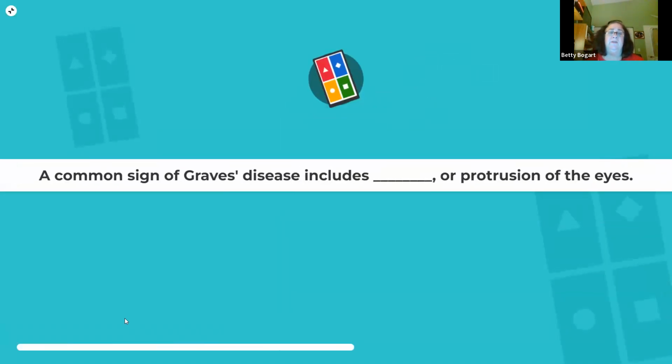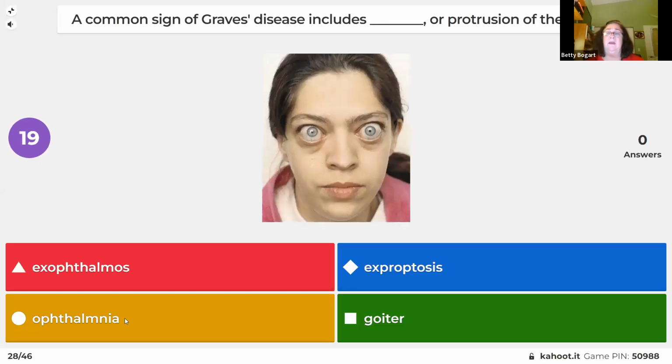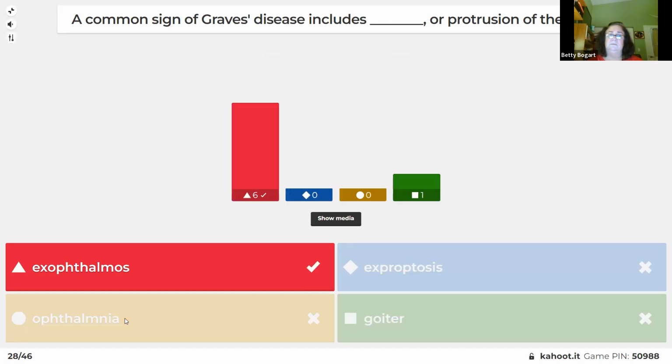A common sign of Graves' disease includes blank or protrusion of the eyes. Hyperthyroidism, another name, Graves'. And that's called exophthalmos. Good.